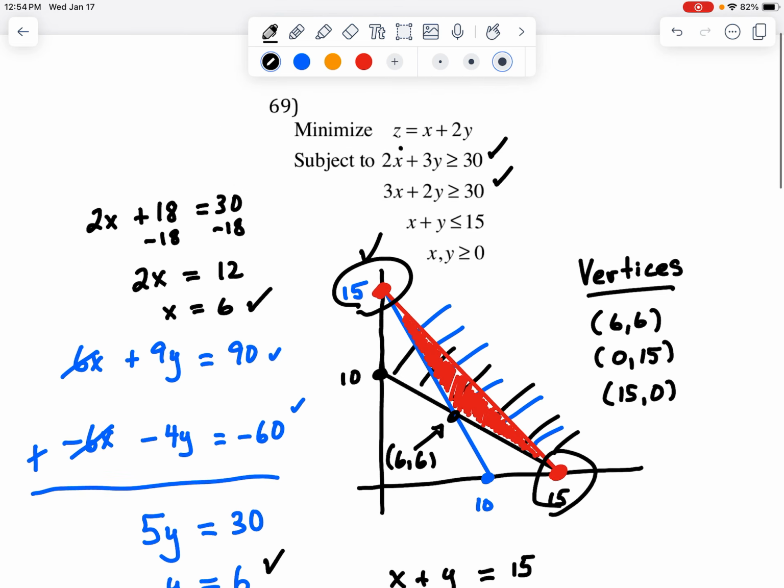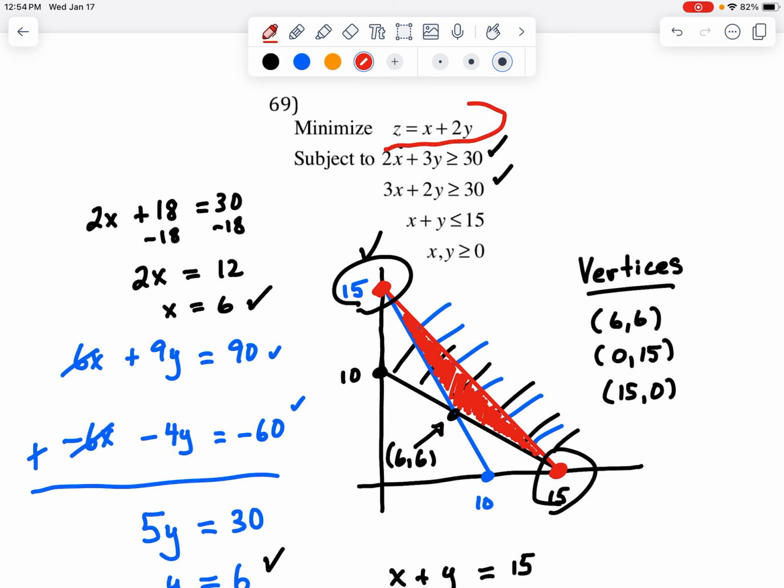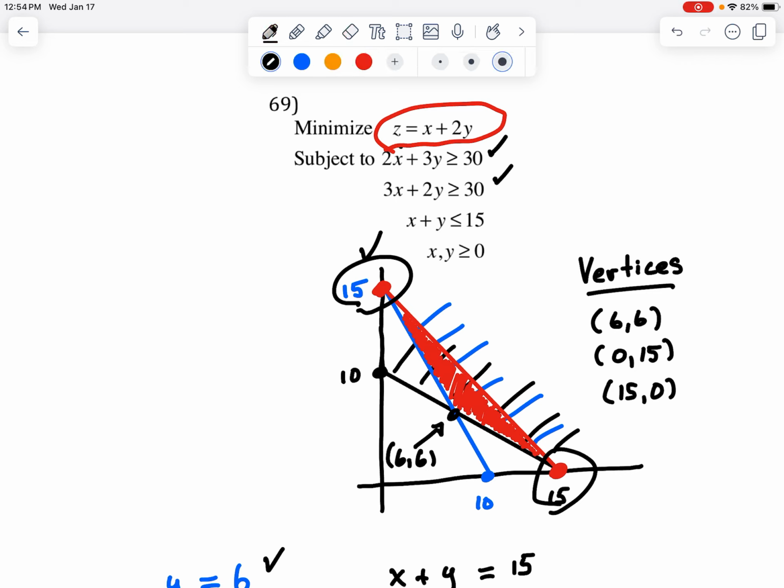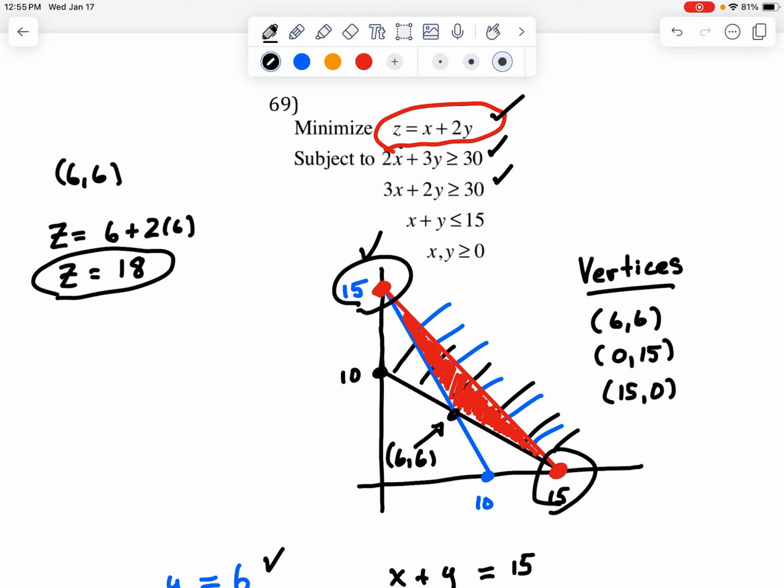Now that we've done the hard part, all we need to do is plug that information into this and see which one gives us the minimum z value. And I think I can do that work over here on the left. Okay, so when I test 6, comma 6 and plug that into the z equation, that would say z equals 6 plus 2 times 6. So z equals, that's going to be 6 plus 12 is 18. All right, there's one answer. Z could equal 18. So this one is done.